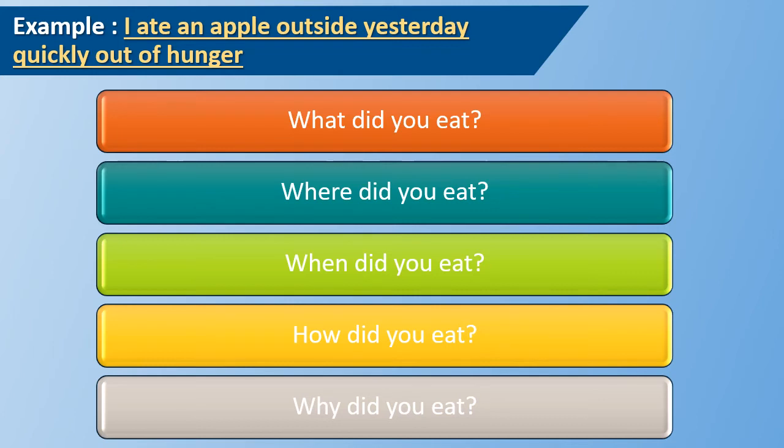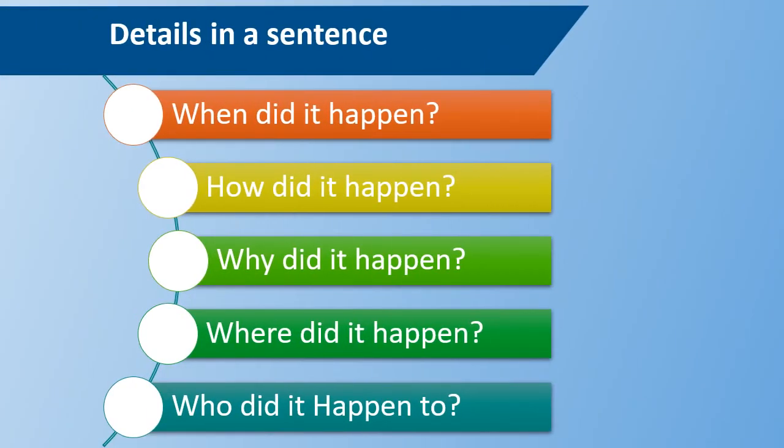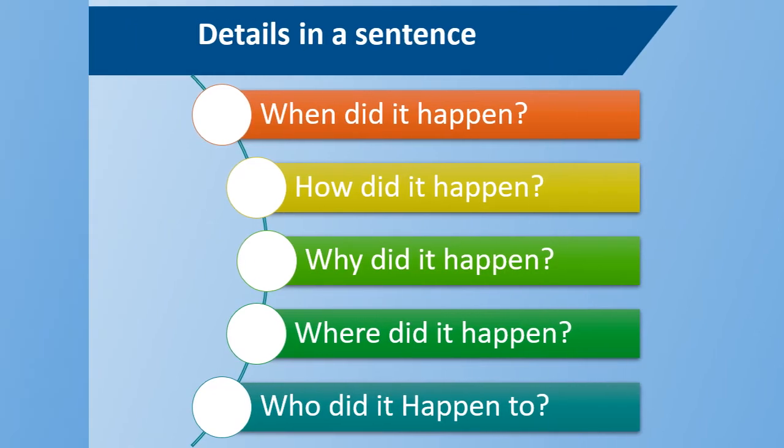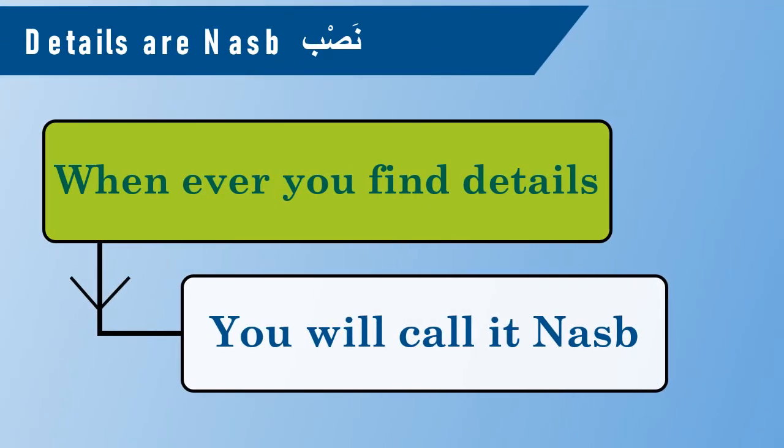So details could be answers to any of these questions. When did it happen? How did it happen? Why did it happen? Where did it happen? Who did it happen to? These are all details. So from now on, whenever you find a detail, you'll call it nasb. Repeat it 5 times with me. Nasb, nasb, nasb, nasb, nasb.